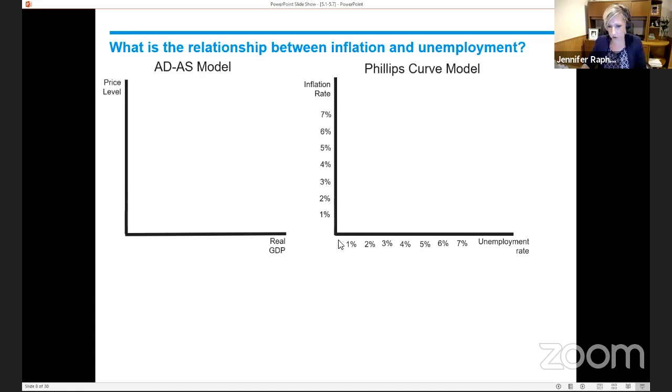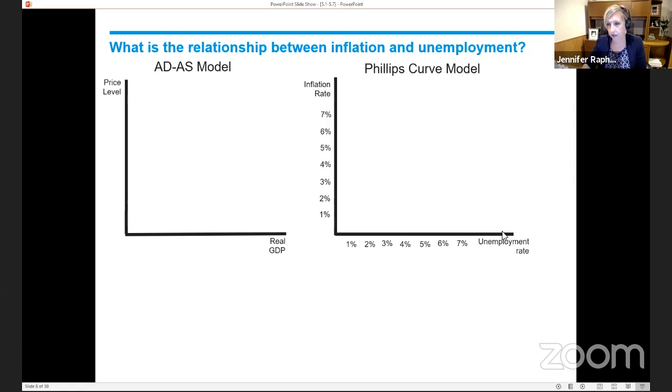One thing I want you to notice is that the unemployment rate here is on the horizontal axis. So as we move up along the horizontal axis here, the unemployment rate is rising. When we're talking about real GDP and we're moving up along the horizontal axis, the employment rate is rising, but the unemployment rate is falling. So if you're moving this way on the ADAS model in terms of output, then the unemployment rate is actually declining. So just keep that in mind.